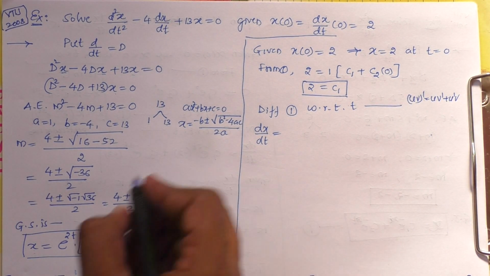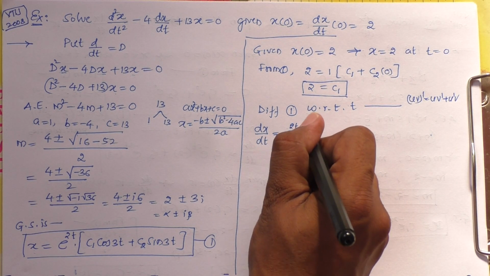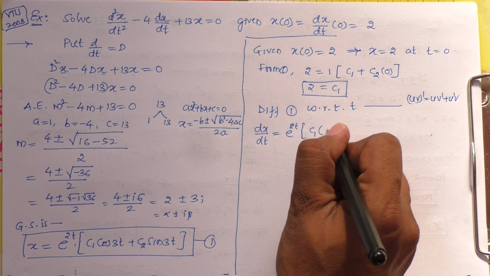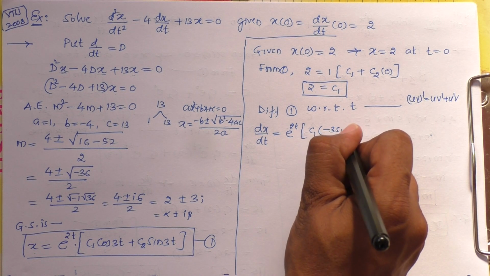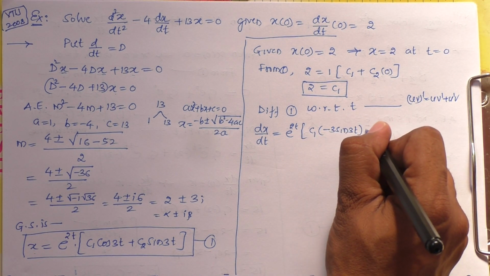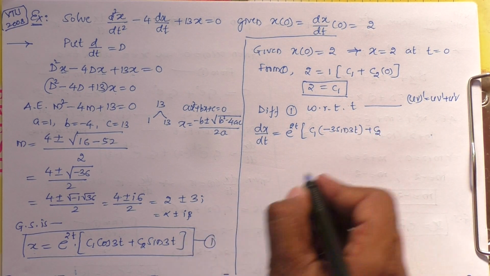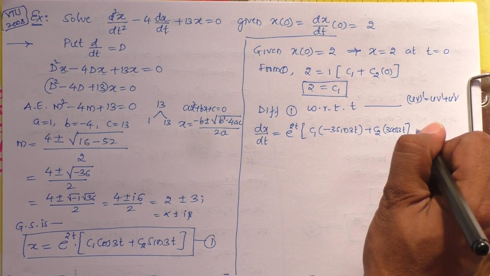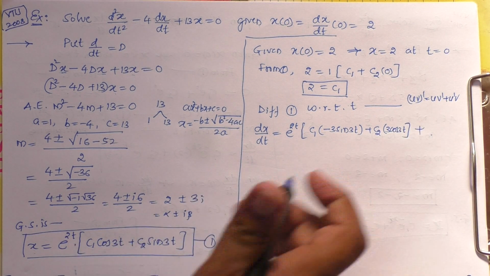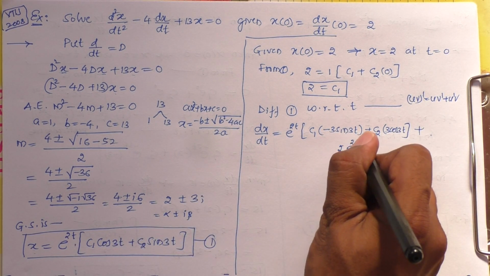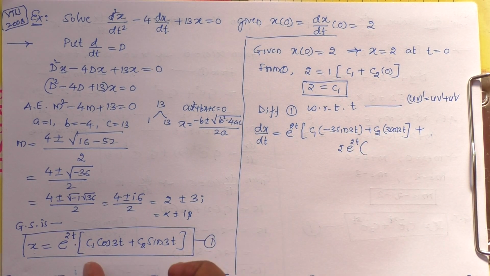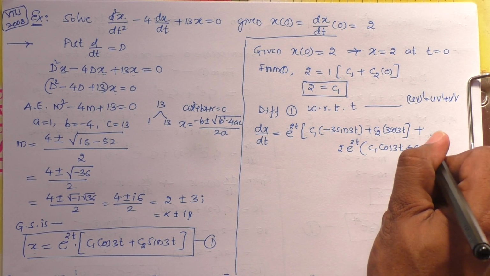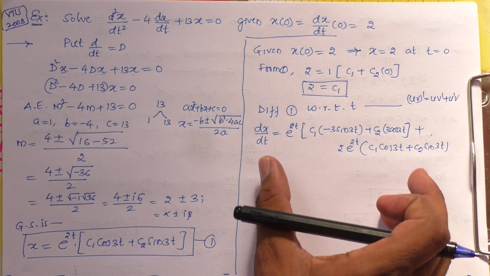So apply that result: u, e raised to 2t, into v dash, the derivative of the second term, c1 cos 3t differentiation is minus 3 sin 3t, plus c2 sin 3t differentiation is 3 cos 3t, plus next u dash into v, e raised to 2t differentiation is 2 e raised to 2t, into bracket v, c1 cos 3t plus c2 sin 3t. So now we got dx by dt.